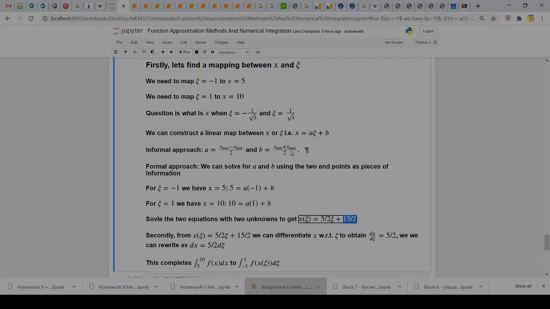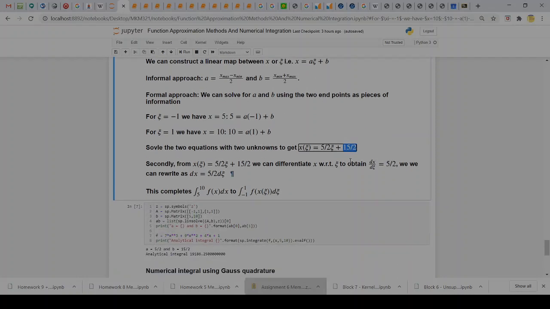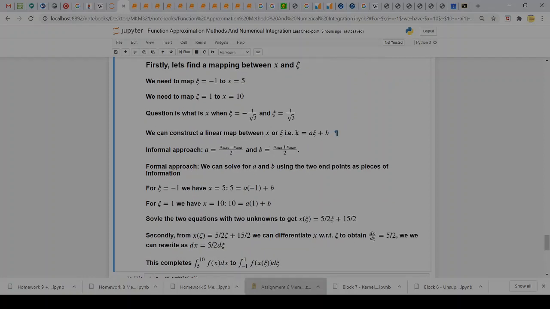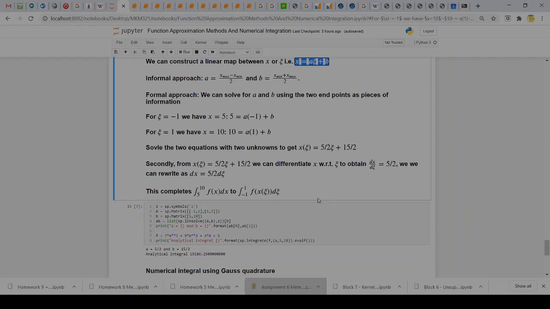Okay, either way you feel, you do follow the approach that you're comfortable with. Okay, and then if you want to, we need to be able to relate dx to d psi. How do we do that? Oh, it's nice, because now we have an explicit expression of x, so we can just differentiate it.